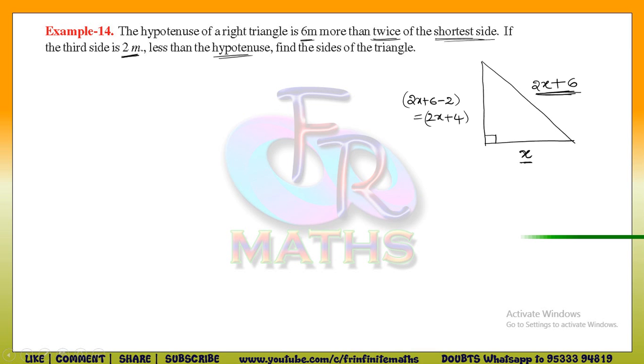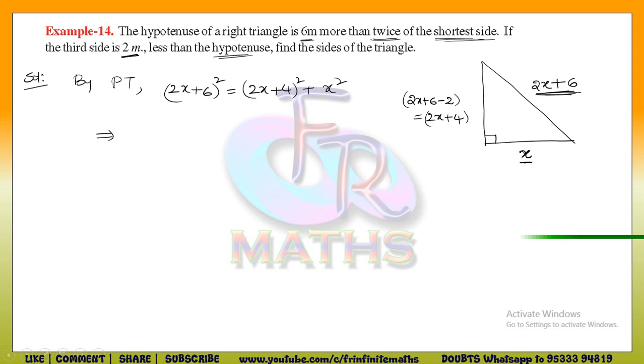Now clearly we got all the three sides of the triangle, right? If we are having three sides of the triangle, then directly we can apply Pythagoras theorem. So solution by Pythagoras theorem, what I can say, hypotenuse square, so 2x plus 6 whole square is equal to side square, that is nothing but 2x plus 4 whole square plus x square.